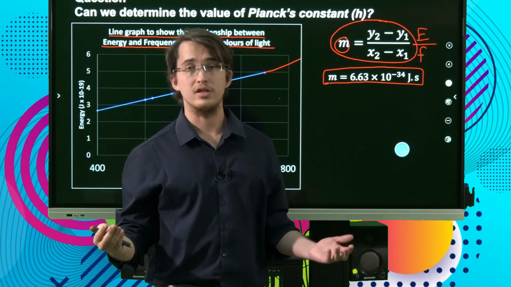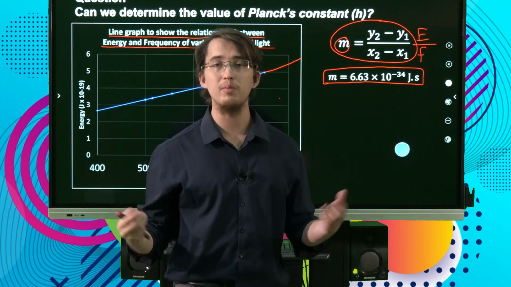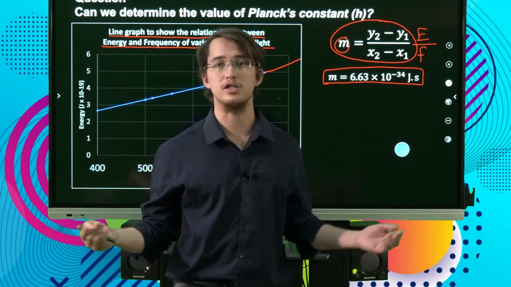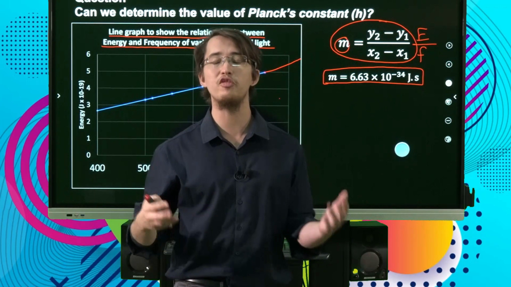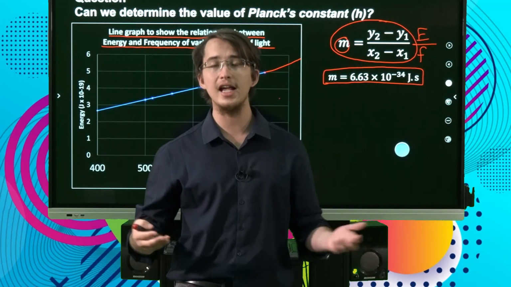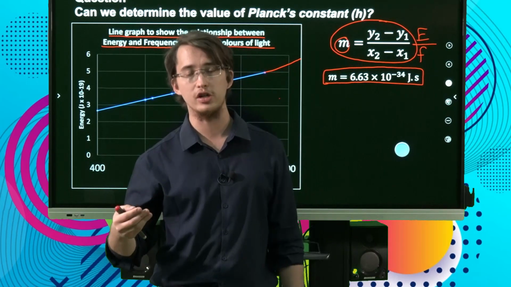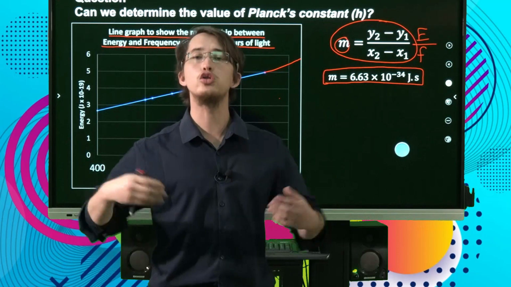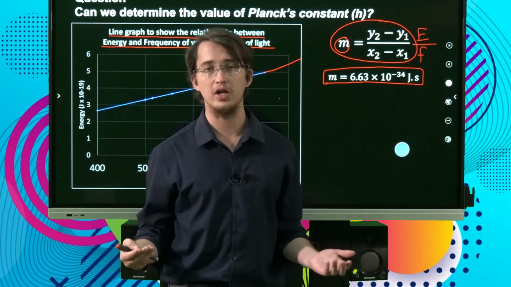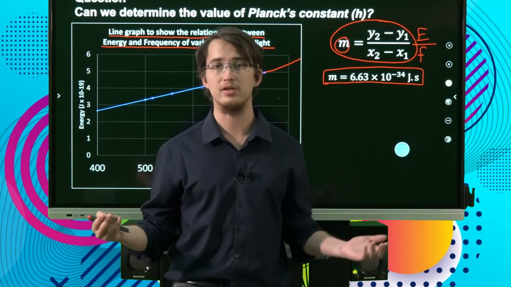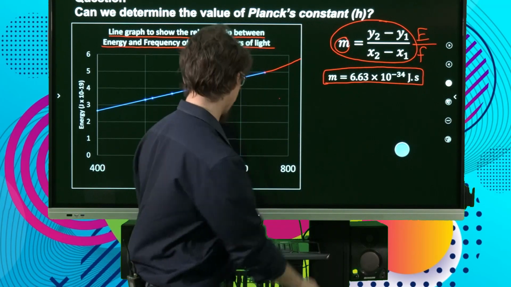And there we have it, the exact same value that we mentioned earlier for Planck's constant. So you can clearly see that Planck's constant is some value that allows us to equate the energy of an electromagnetic wave to its frequency. But what can we use this information to understand more about? Let's find out.